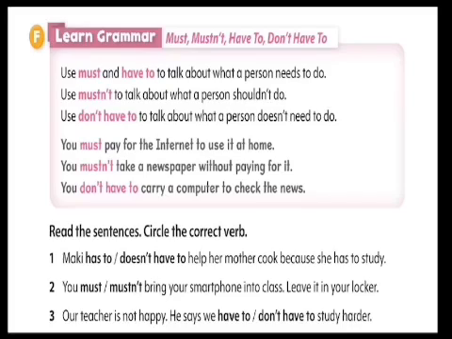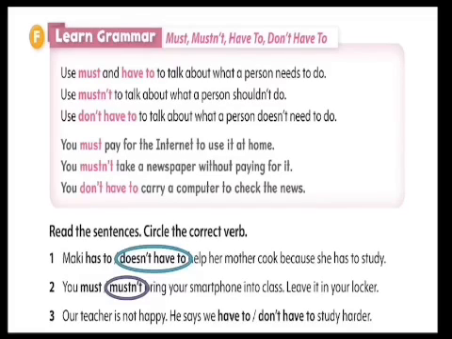Now let's do this exercise. Read the sentences, circle the correct verb. Number 1. Maki has to or doesn't have to help her mother cook because she has to study. So because she has to study, she has the option. She doesn't have to help her mother. Number 2. You must or mustn't bring your smartphone into class. Leave it in your locker. Sure, it's mustn't because it's not allowed to bring your smartphone into class.